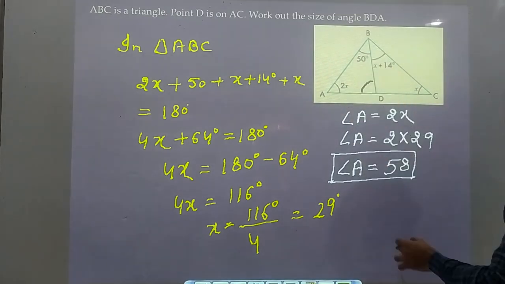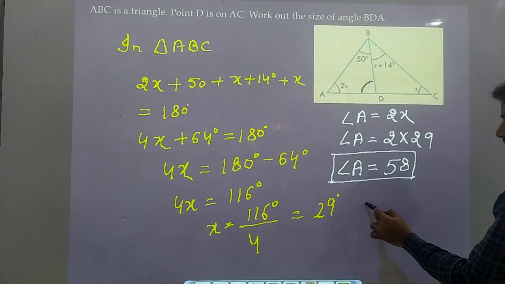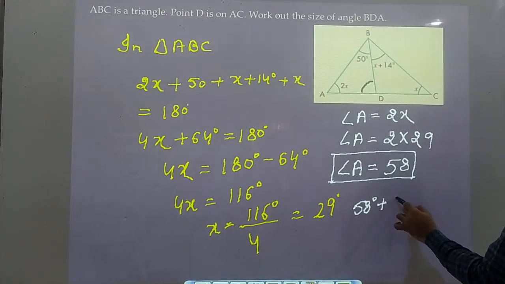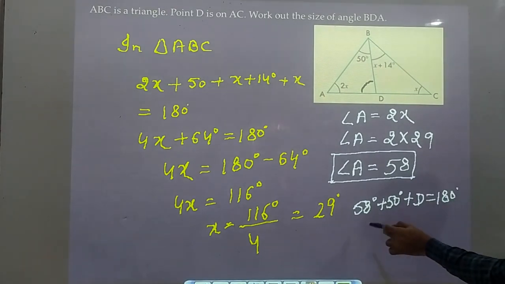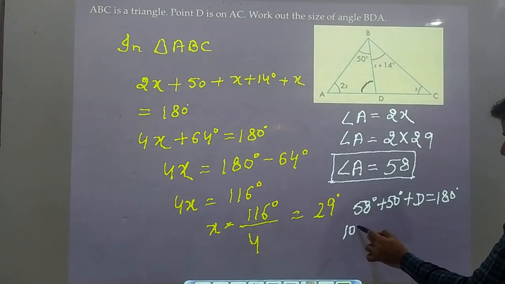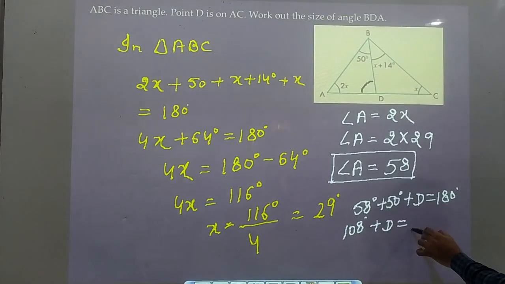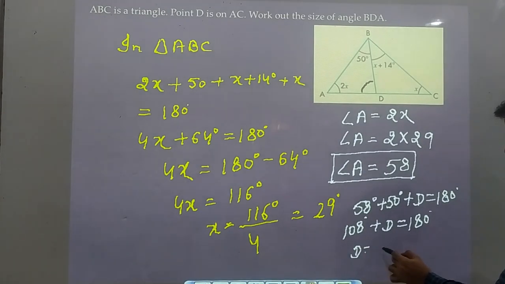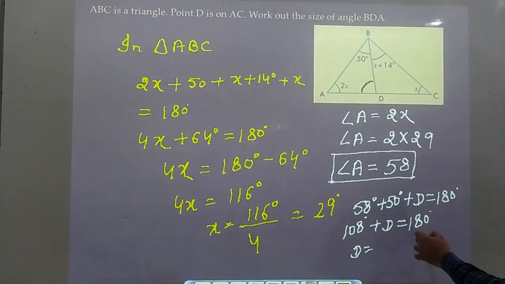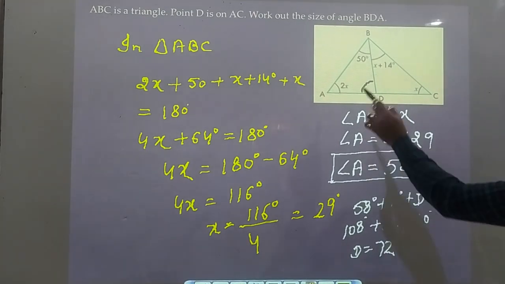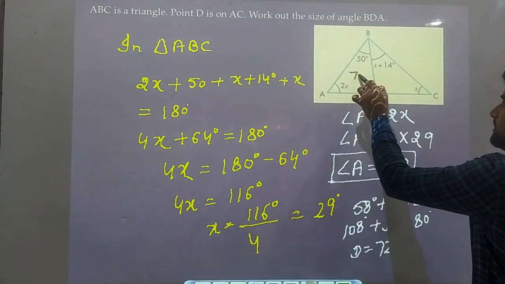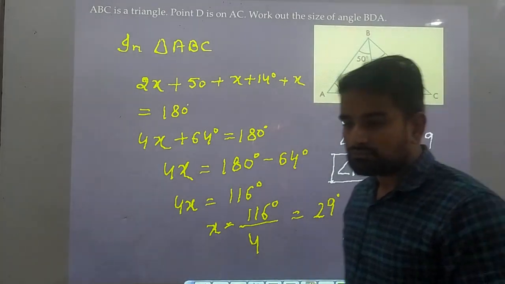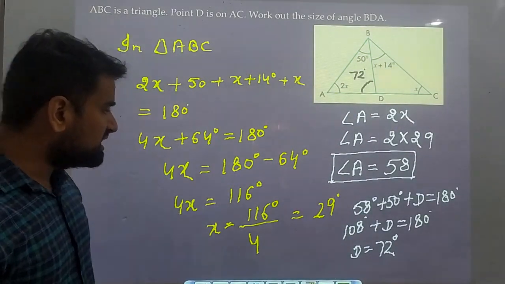If this is 58 and this is 50, then what is the value of this angle? We can say that 58 degrees plus 50 degrees plus angle D is equal to 180 degrees. So 50 plus 58 is 108 degrees. 108 plus D is equal to 180 degrees. So D is equal to 180 minus 100 is 80, 80 minus 8 is 72 degrees. So this is 72 degrees. We found that this angle BDA is 72 degrees. We can mark it up very easily. This one is 72 degrees. I hope you understand it easily. Let's move to the next question.